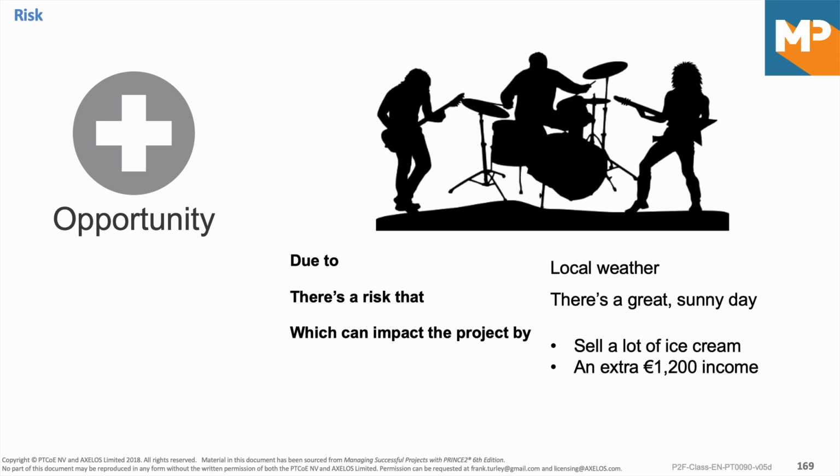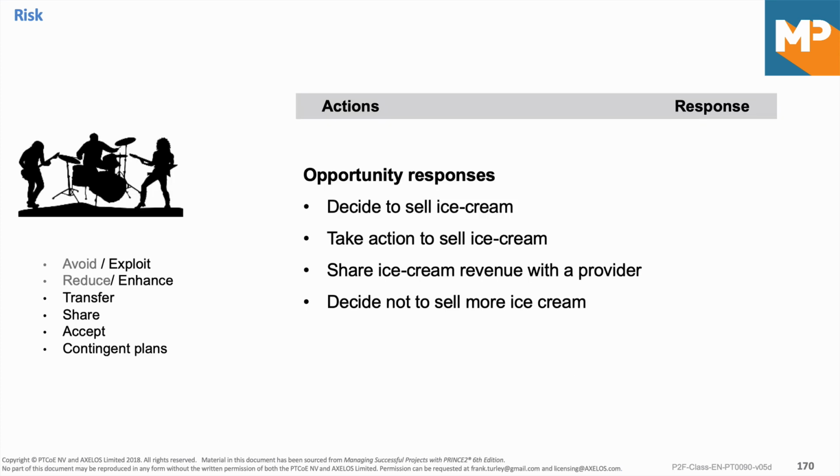This is our opportunity, and it reads: due to local weather, there is a risk that there could be a great sunny day, which can impact the project by, we sell a lot of ice cream perhaps, and we have an extra €1,200 income, which of course is a lot of money. So how do we deal with this? What's our response from an opportunity point of view? It's impossible to get a good example of them all, so I'll just do the most popular ones. Our first response is decide to sell more ice cream. That's a decision that we take, so that will be exploit.